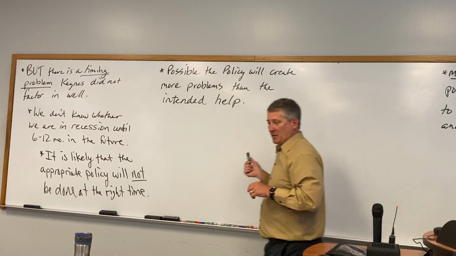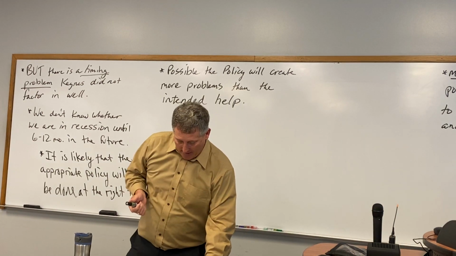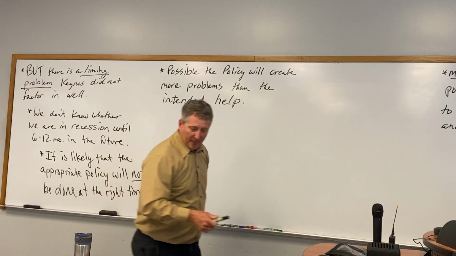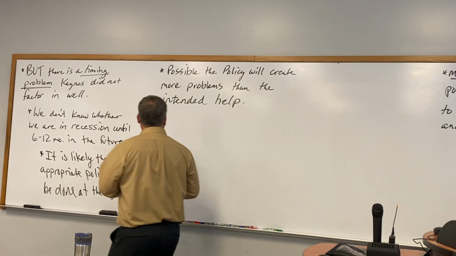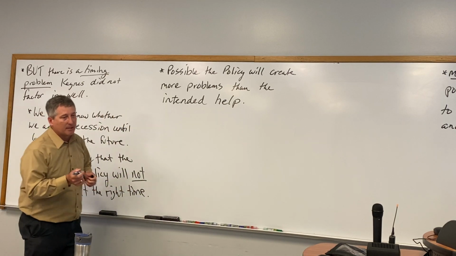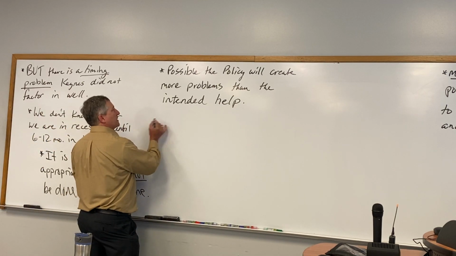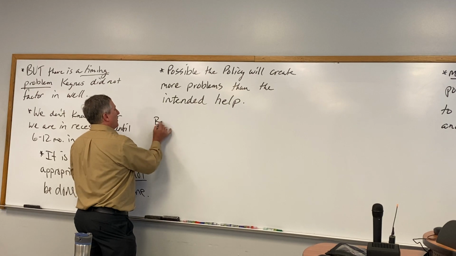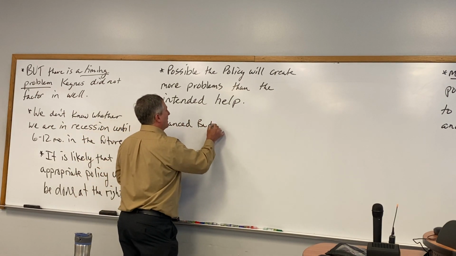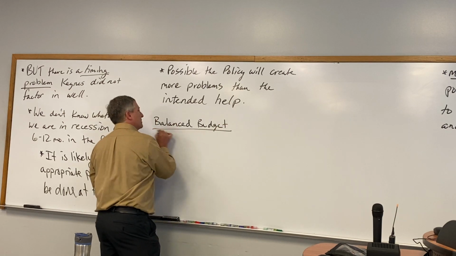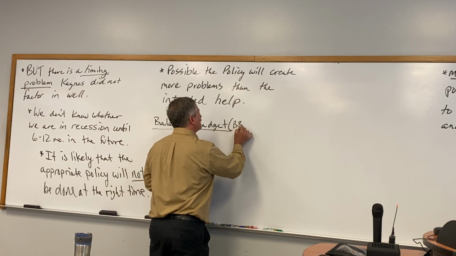Okay, so any other questions or comments there? All right, let me get a couple more definitions, and then we'll go back to seeing what this looks like with the graph with countercyclical policy. All right, so a couple terms here. So, what is a balanced budget? A balanced budget, BB.